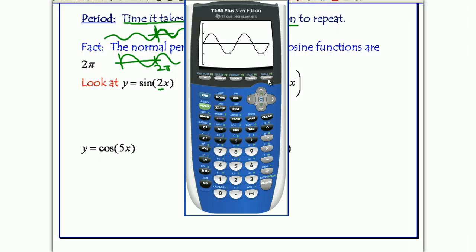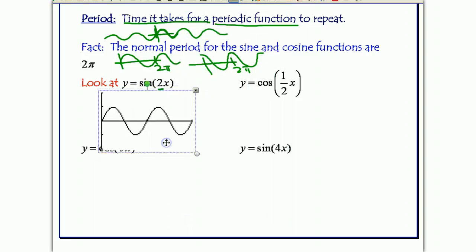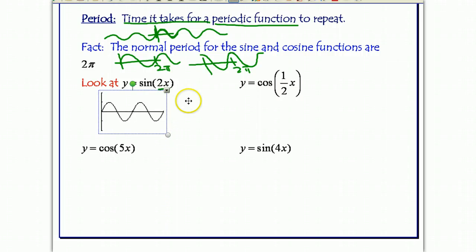But look at this. When you put a 2 on the inside, let me make that just a little bit smaller so it fits without covering things up. When you put a 2 on the inside, instead of 1 cycle, you get, look at that one, 2 cycles. So what does it do to the period, the time it takes to repeat? Well, it was 2 pi. Look at that, guys. It cuts the period in half.